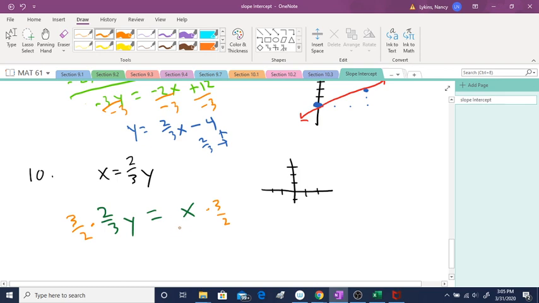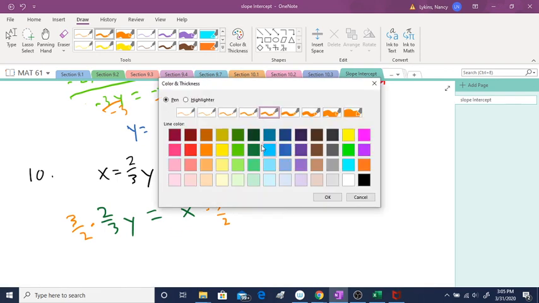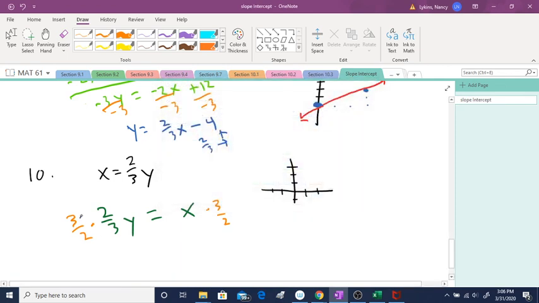If you do it to one side, you have to do it to the other. Look what the 3's do. They cancel each other out. Look what the 2's do. You're left with y equals 3/2 x.